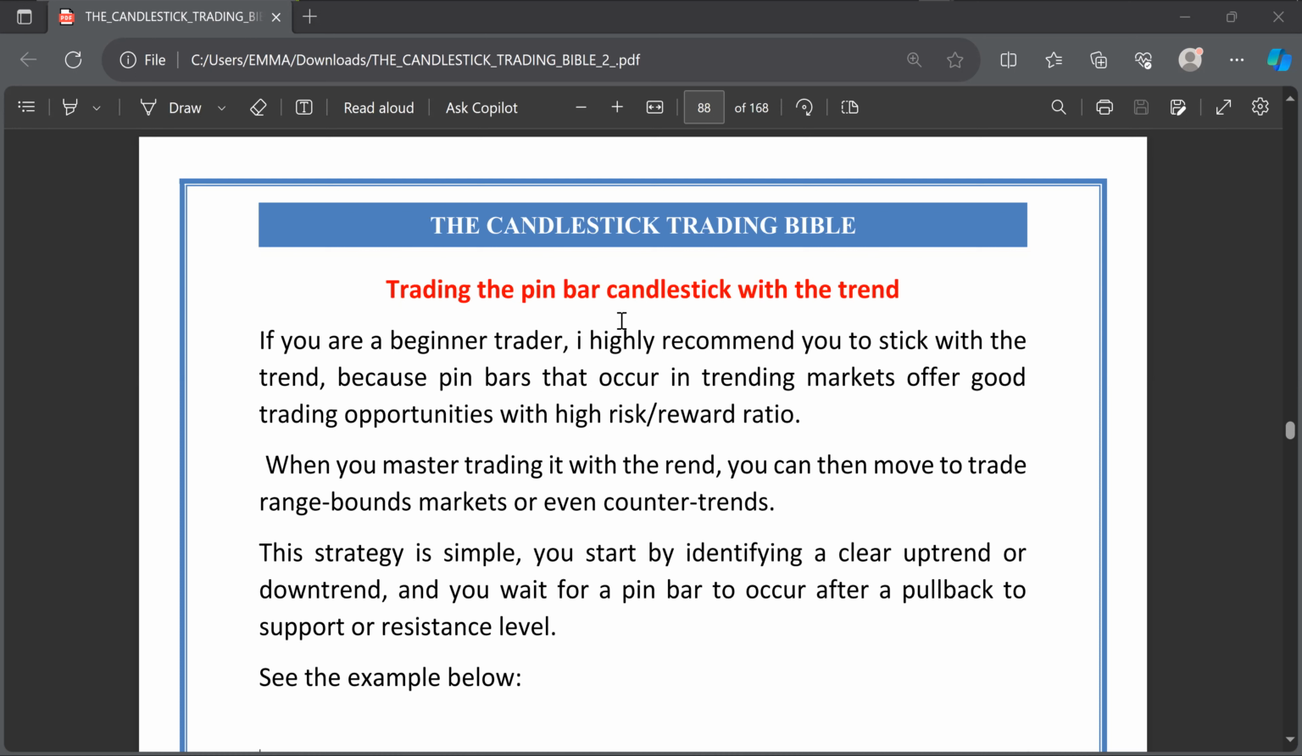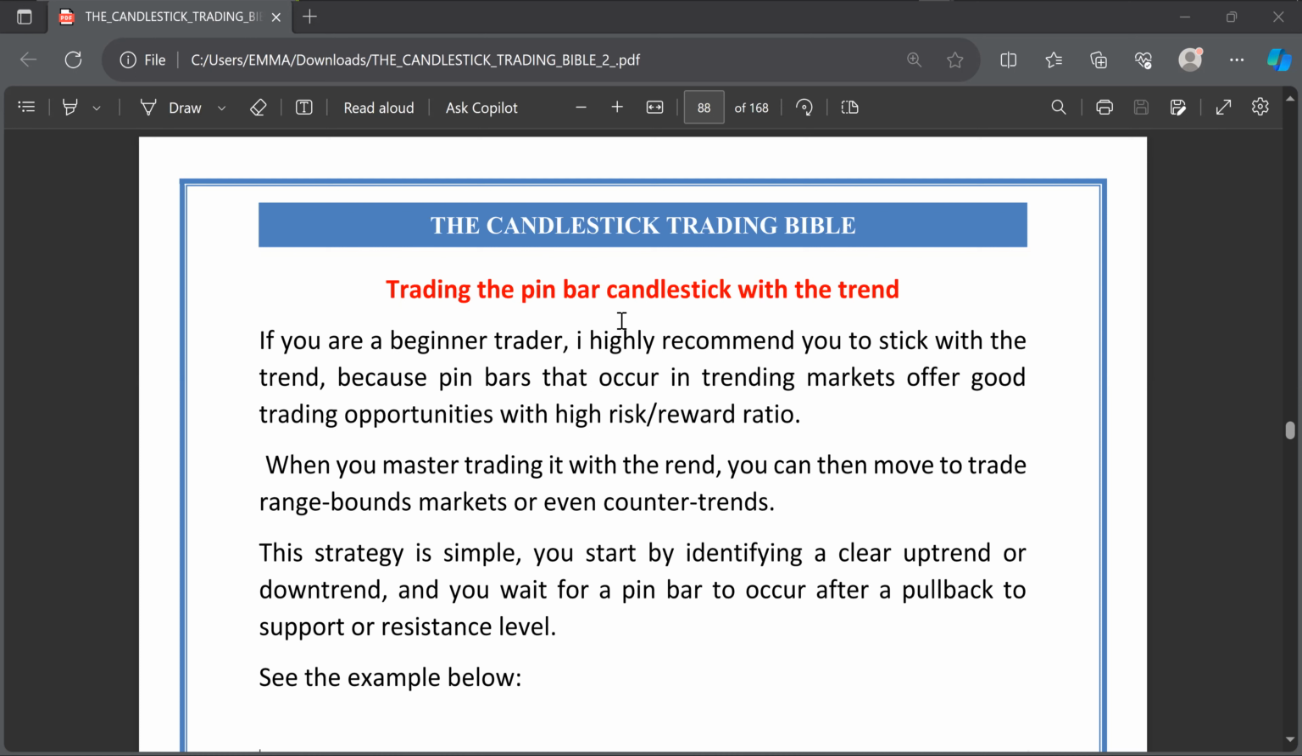We are on trading the pin bar candlestick with the trend. In the recent one, we did a short lesson on the top-down analysis, and from there we will continue to the pin bar trading strategies. So this very episode is trading the pin bar candlestick with the trend.